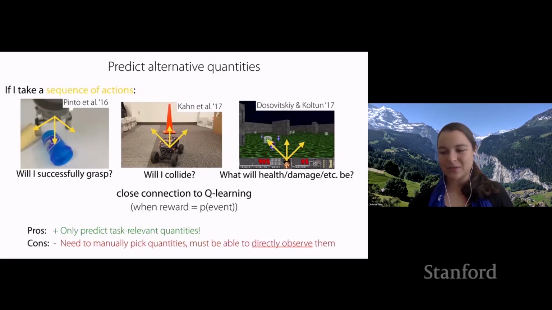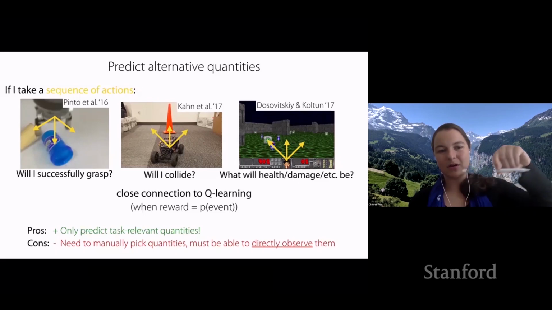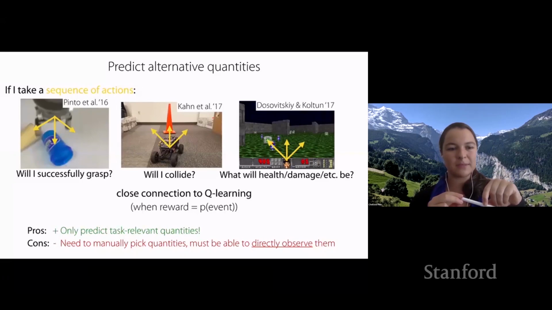The downside, of course, is that you need to manually pick these quantities, and you must be able to directly observe them. In grasping, you can observe when you've grasped something by looking at your fingers and seeing if your fingers are closed or not. If your fingers aren't all the way closed, that suggests that you're probably grasping something, and so forth. But in a variety of situations, like for example the spatula task, you can't directly observe a binary indicator for whether or not the object is in the hole.